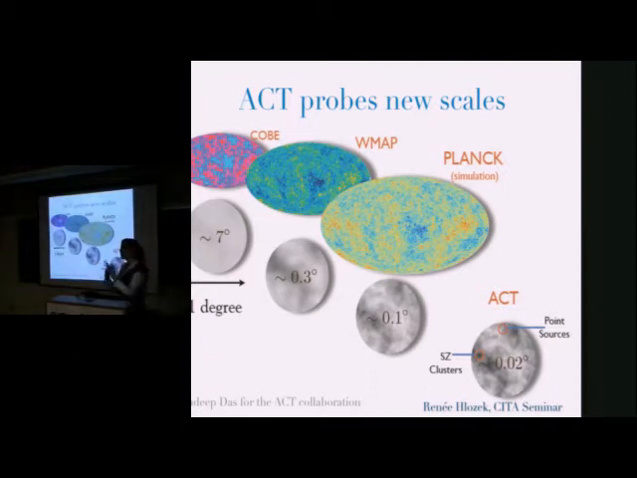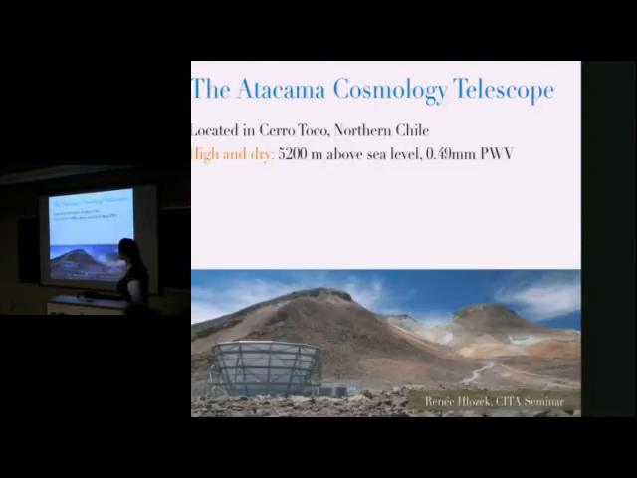And so this wealth of information, of course, we'll be able to see in some of the other experiments, but ACT really pushes us down to high multipole and small scales so we can probe the microwave sky with that. So where are we? Well, ACT is the Atacama Cosmology Telescope, so it's in northern Chile.